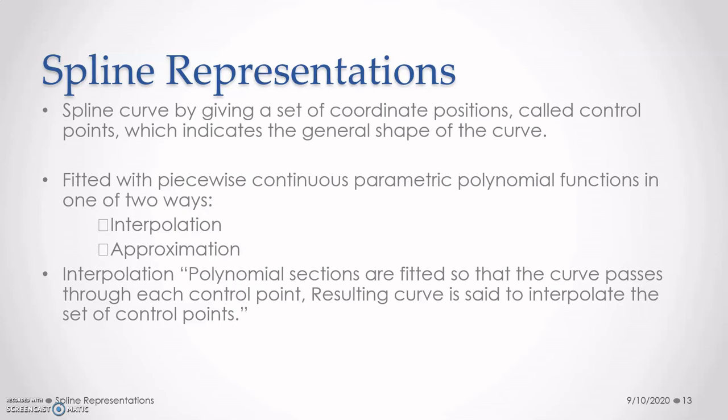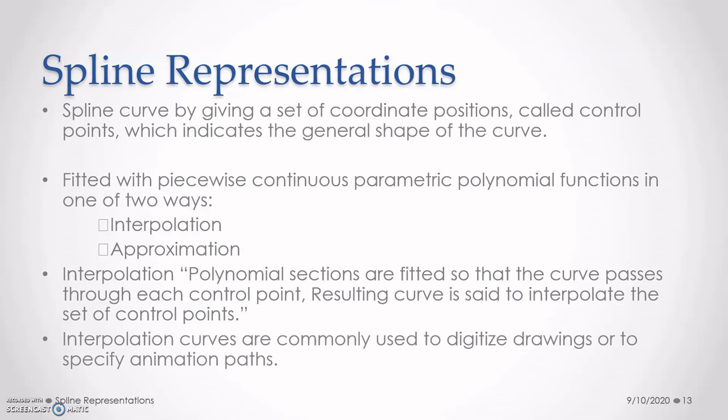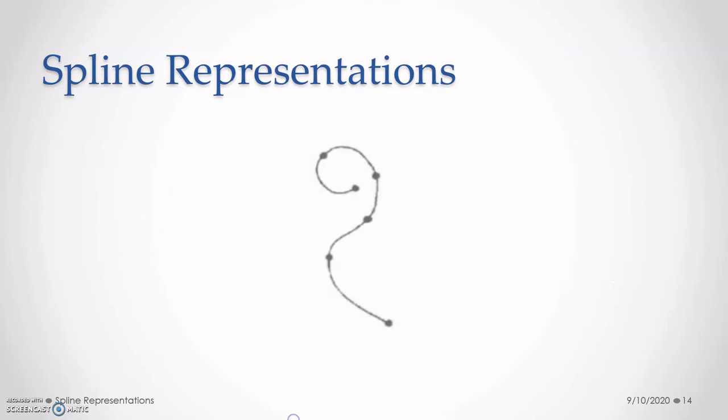The resulting curve is said to interpolate the set of control points. That means the curve passes through all the control points. That is known as interpolation. Interpolation curves are commonly used to digitize drawings or to specify animation paths. This is how interpolation looks. See, the curve has touched all the control points, passed through all the control points.